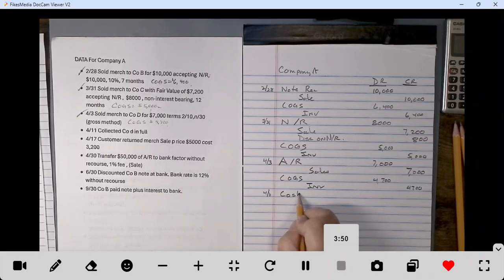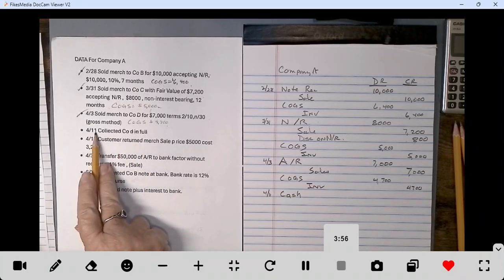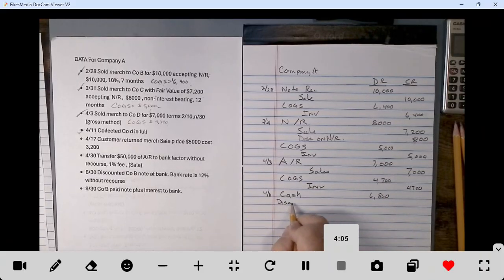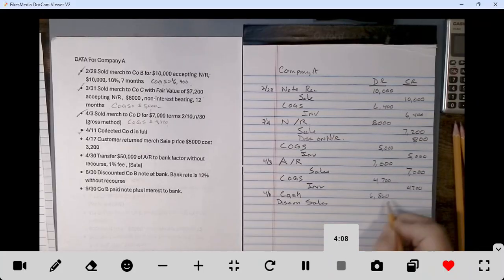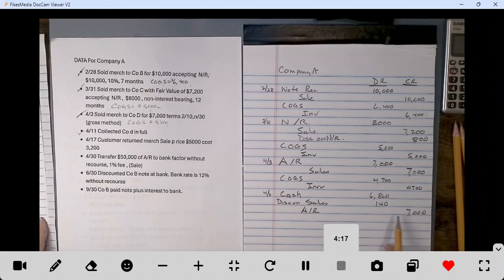4/11 collected. Collected Company D in full, and it is within the discount period, so they would have paid 6,860, and I have discount on sales of 140, and accounts receivable is credited for the full 7,000. Note that this is an income statement account, so it's going to offset the previous sales once that discount is earned. That's our gross method. So we're going to have a contra account here in the sales.